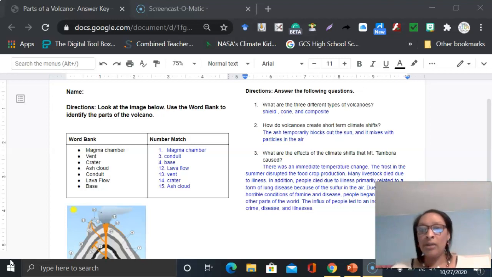The second one says, how do volcanoes create short-term climate shifts? Primarily, the ash that goes out causes the climate shift because it's blocking out the sun. It's causing more sulfur to be in the environment. And your last question was specifically about Mount Tambora and the climate changes that happened there.